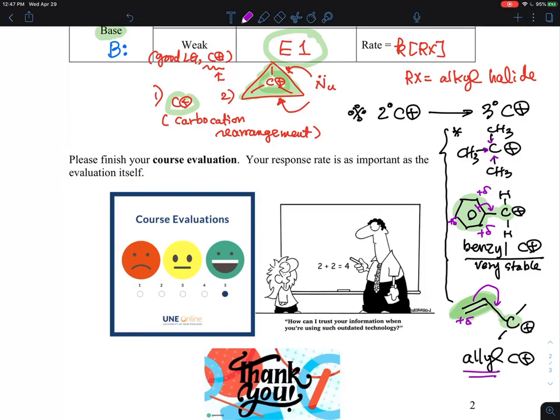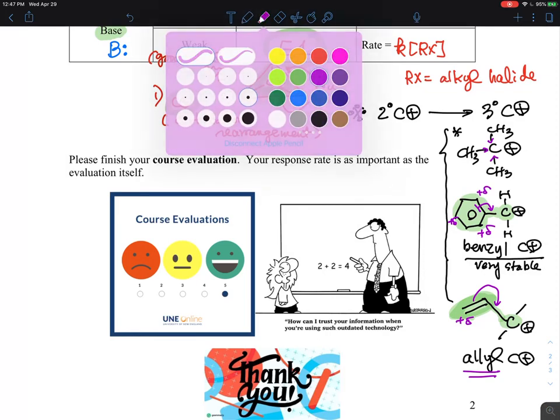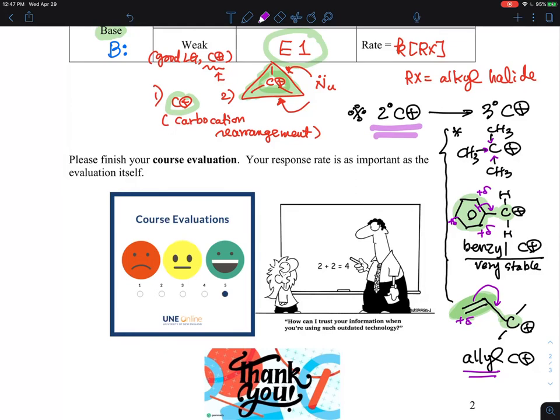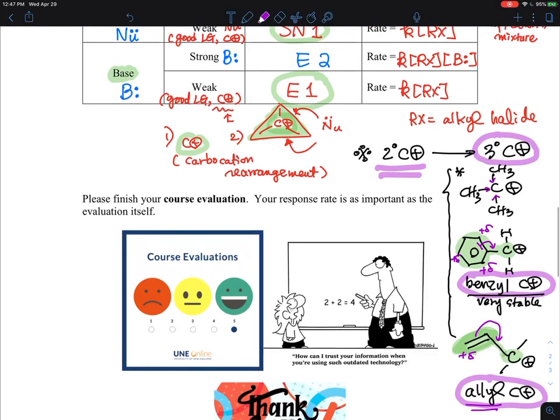So what I mean by this is the final point, which is the carbocation rearrangement. Think about not only the tertiary carbocation, but the benzyl carbocation or allyl carbocation. If they can move the hydrogens or methyls around, if they can form this, they will form that way. Okay, so that's the other point that I want to mention here.